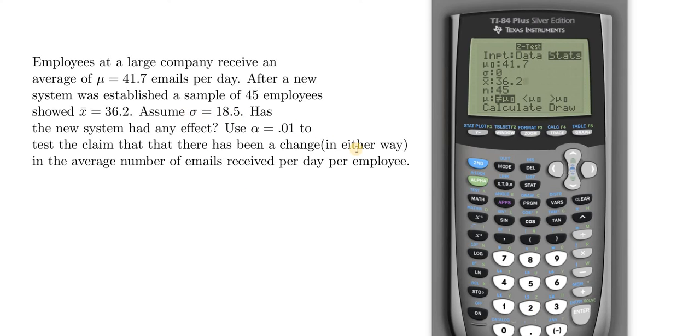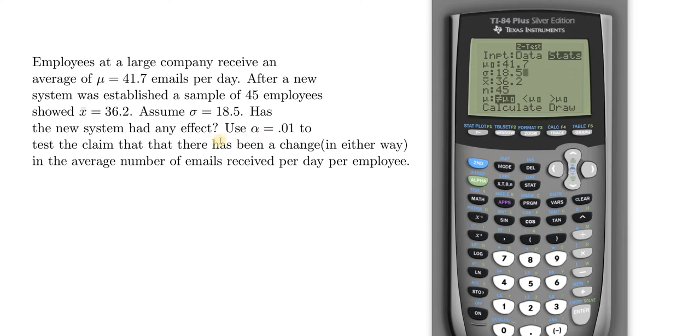Assume sigma is equal to 18.5. So that's the population standard deviation. This is the reason that we're using Z. So whenever they give us the population standard deviation and we're doing a hypothesis test for a single mean, we use Z. If they don't give it to us, that's when we do a t-test.